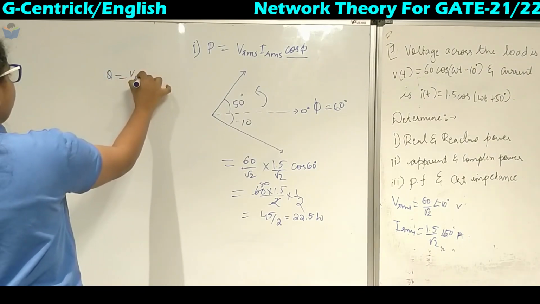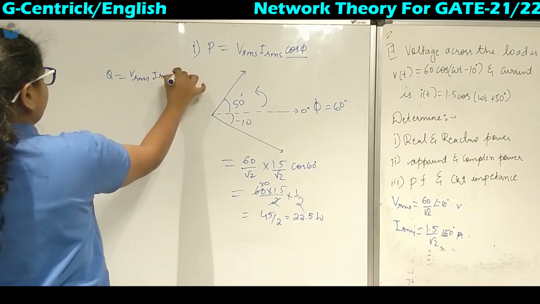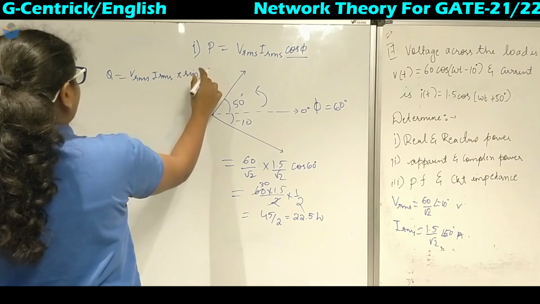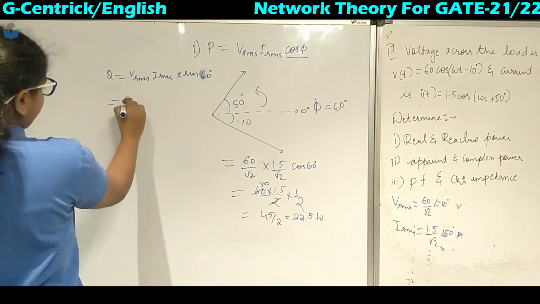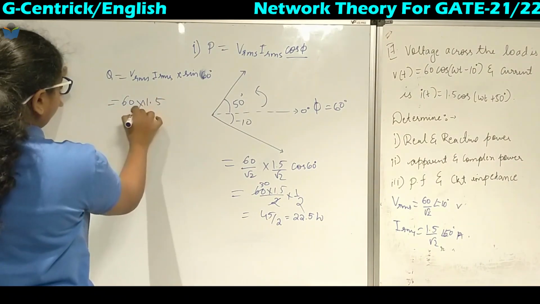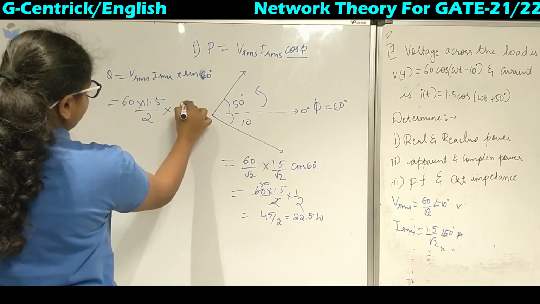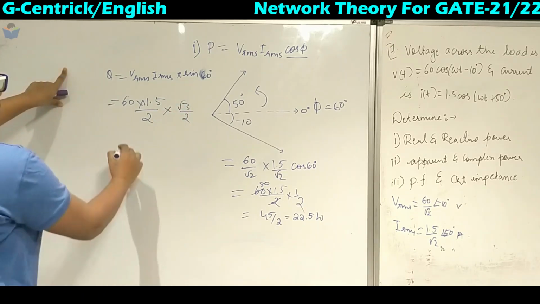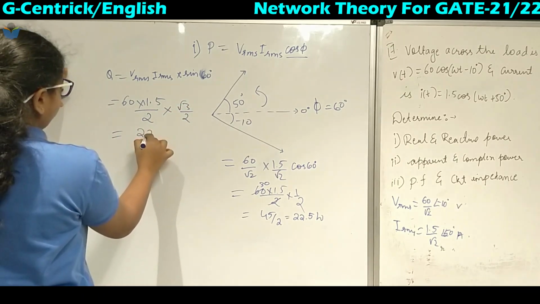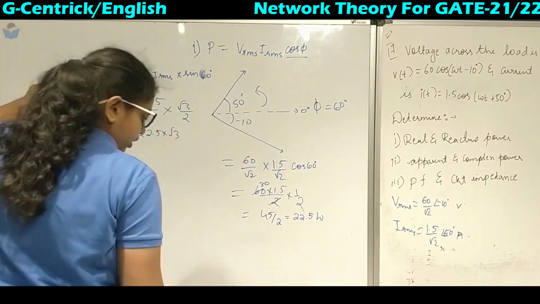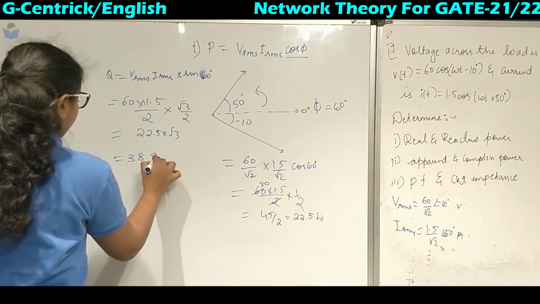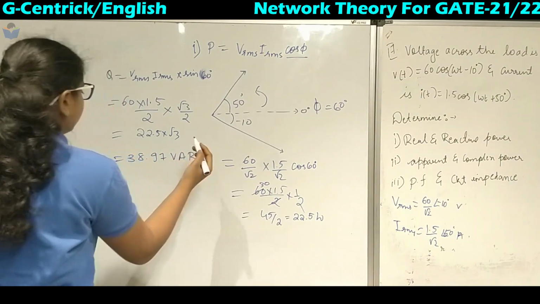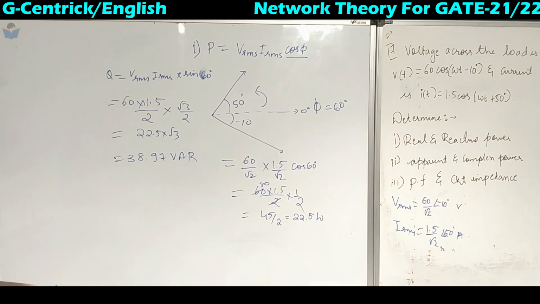Okay, next we have to calculate reactive power. It is Vrms Irms into sin phi. What is the value of phi? 60 degree. So here also we will get 60 into 1.5 by root 2, but this sin 60 is root 3 by 2. So this is 22.5 into root 3. So you will get the answer as 38.97 volt ampere reactive.